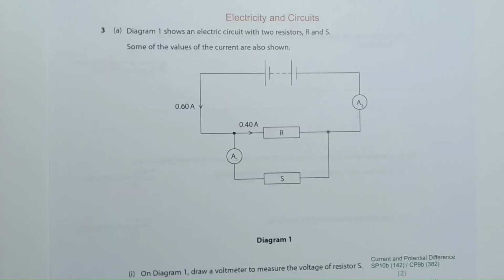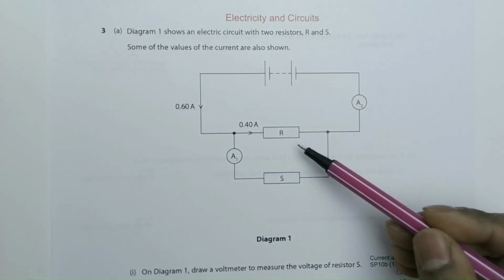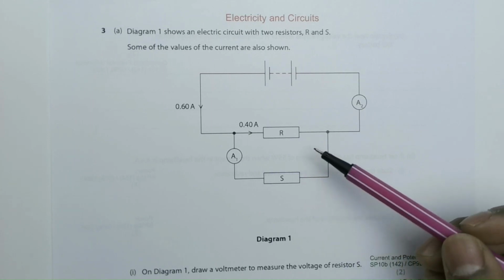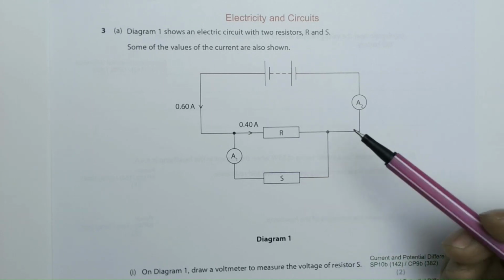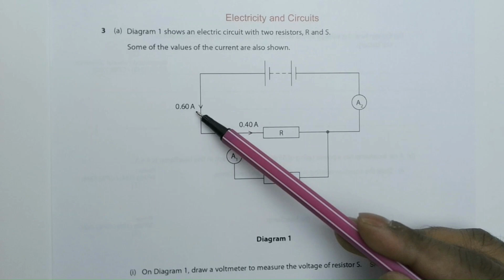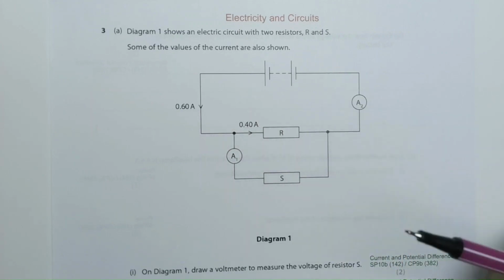Question number 3 was on electricity and circuits. Question 3 part A: diagram 1 shows an electric circuit with two resistors R and S. These are the two resistors over here. Some of the values of the current are also shown, which are 0.6 amps and 0.4 amps.